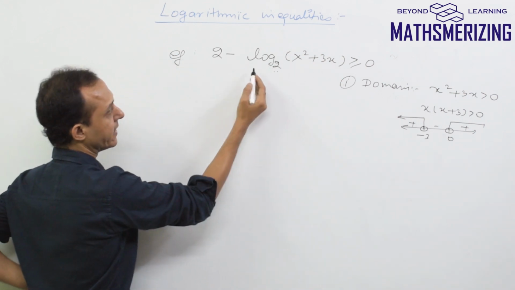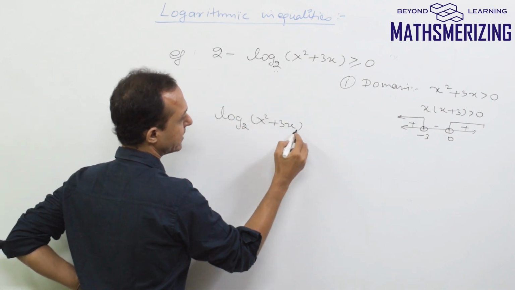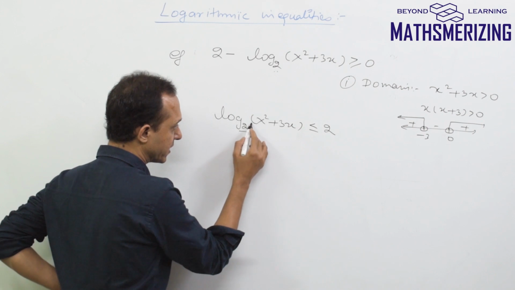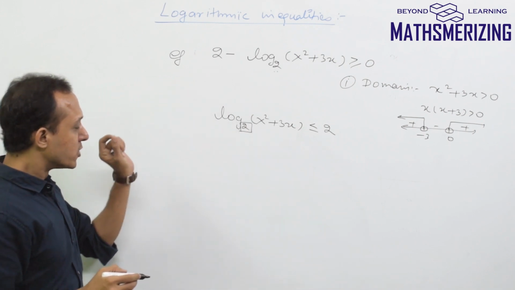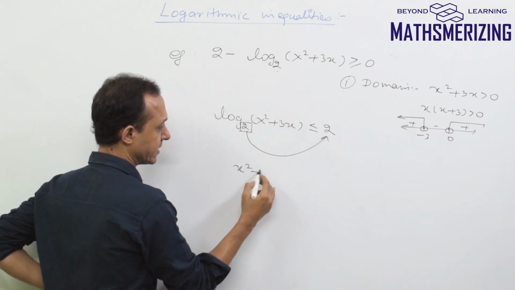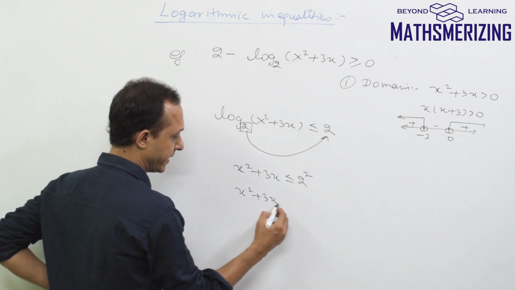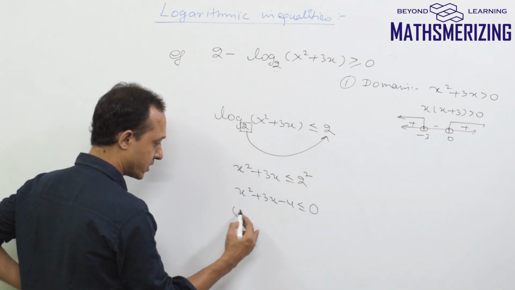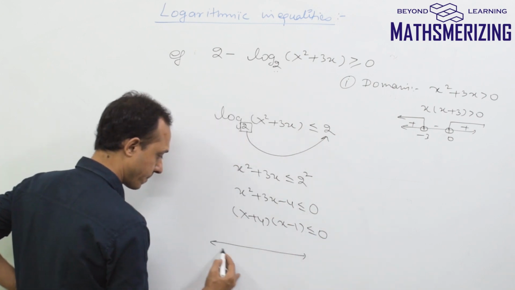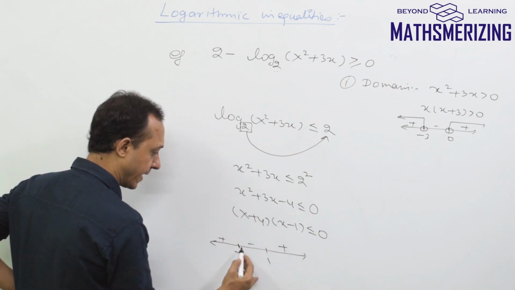Now I'll take this log to the right hand side, and I can write it as log of x square plus 3x to the base 2 is less than or equal to 2. Now we look at the base of this log. The base is 2, which is greater than 1. So when the base is greater than 1, and if I take anti-log, the sign doesn't change. So I'll write x square plus 3x is less than or equal to 2 square. So x square plus 3x minus 4 is less than or equal to 0, which is (x plus 4)(x minus 1) less than or equal to 0. So this is minus 4 and 1, plus, minus and plus. I need the minus region, less than 0.